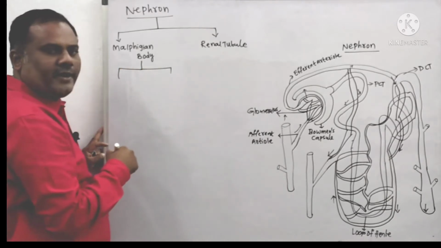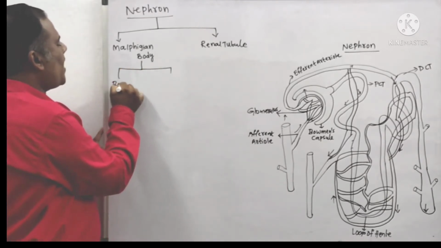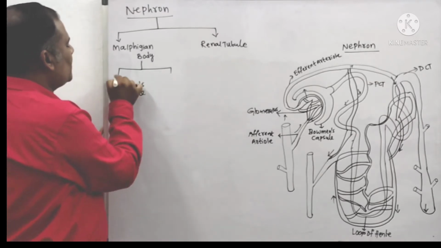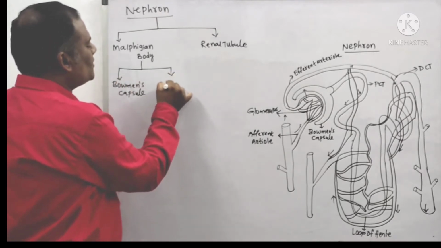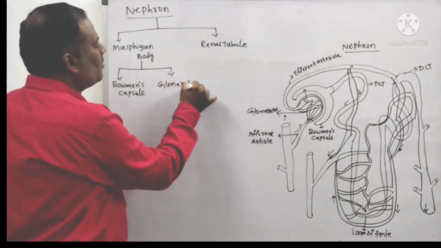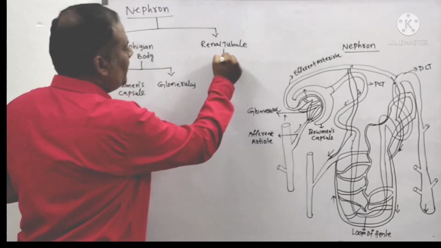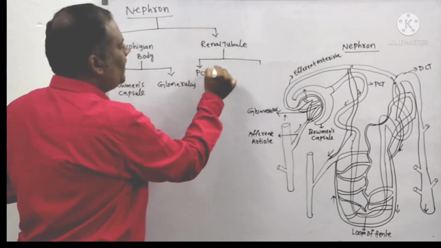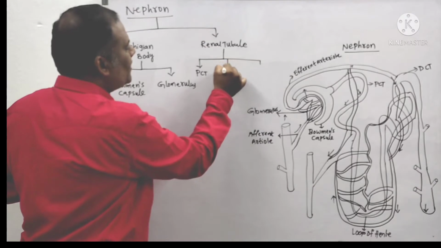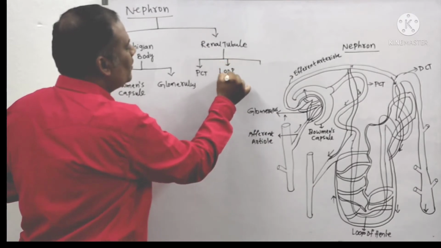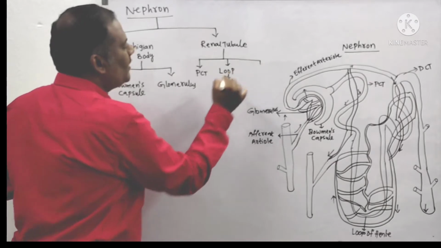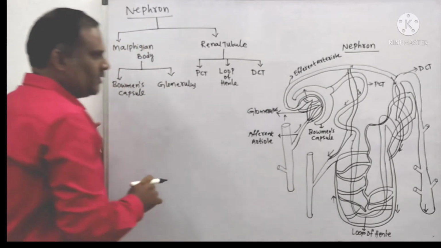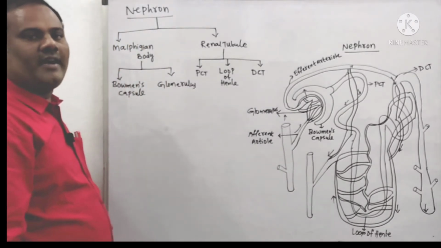The Malpighian body is further divided into two parts: Bowman's capsule as well as the glomerulus. Whereas the renal tubule is divided into three parts: the PCT, the second part called the loop of Henle, and the third part, the DCT, distal convoluted tubule. So this is the classification of the nephron.